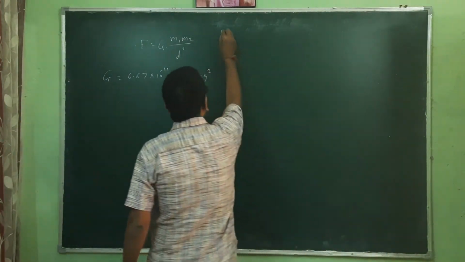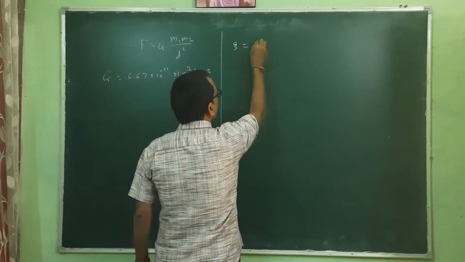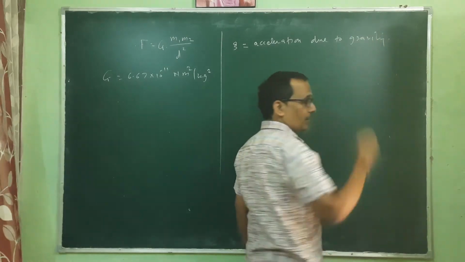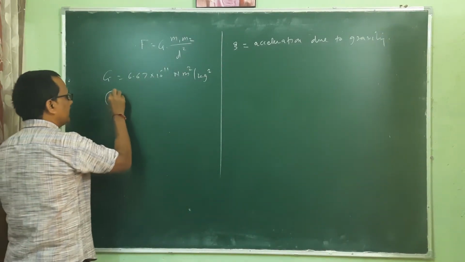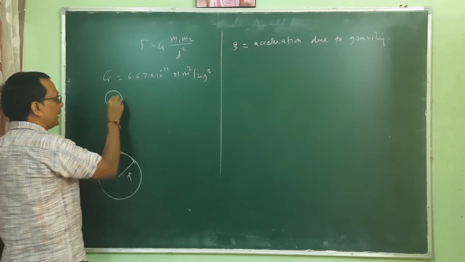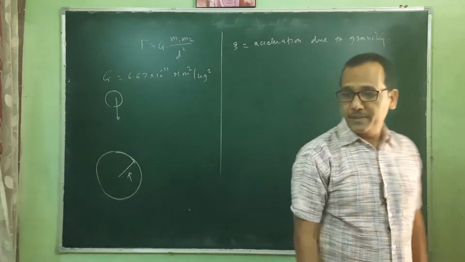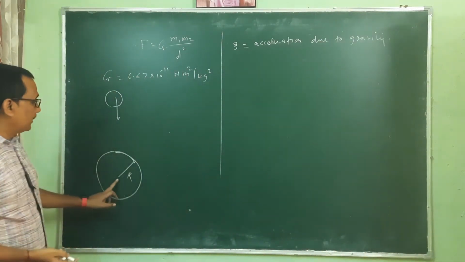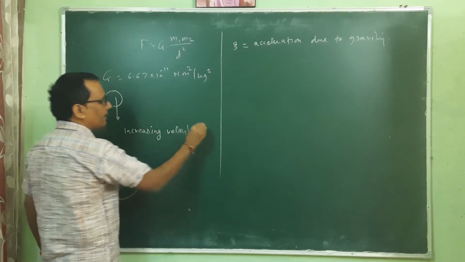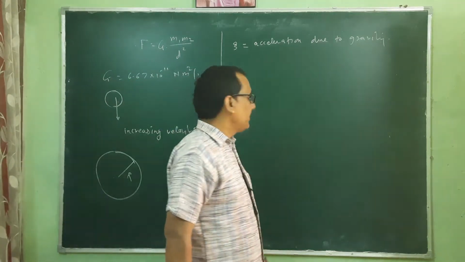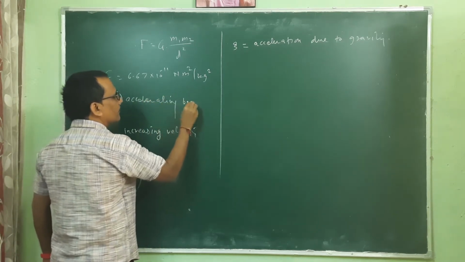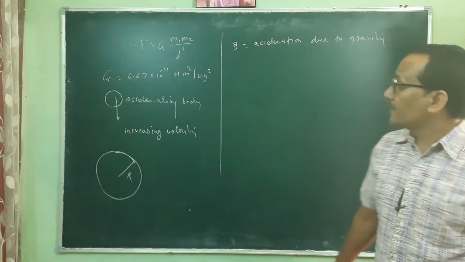The acceleration due to this gravitational force is represented by g, and it is known as acceleration due to gravity. Suppose this is an object at a particular height, and this is our earth of radius r. The object is just dropped from a particular height, and it will come to the earth with increasing speed, or increasing velocity. Since velocity is increasing, there is variation in velocity with time, which means this is an accelerating body.